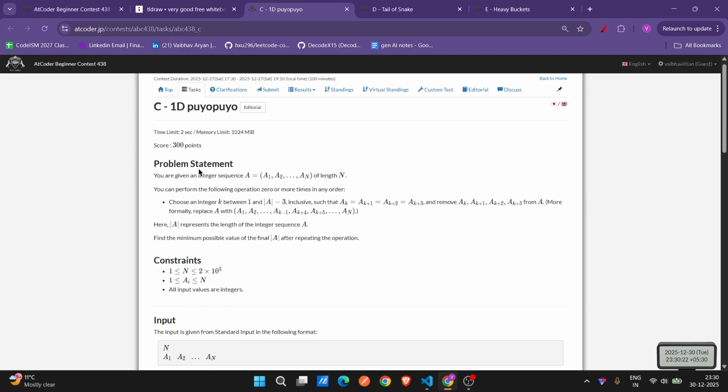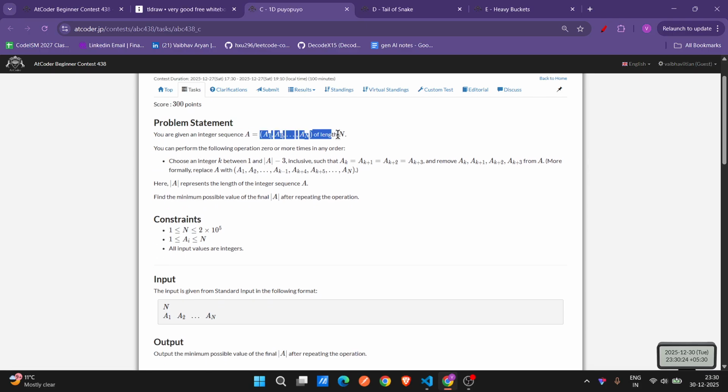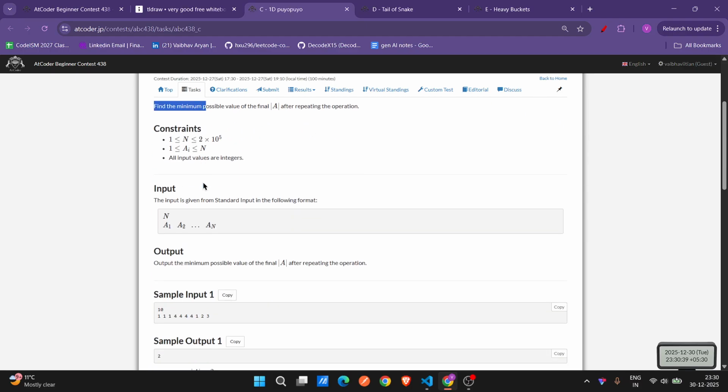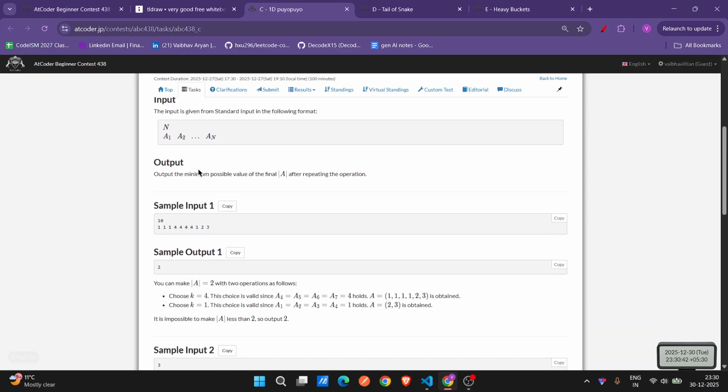C1D Popoyo. Okay, so the problem says that you have an integer array a of length n. What you can do is choose an integer k between 1 and |a| minus 3, where these indexes all have the same value. So you can remove all those indexes.